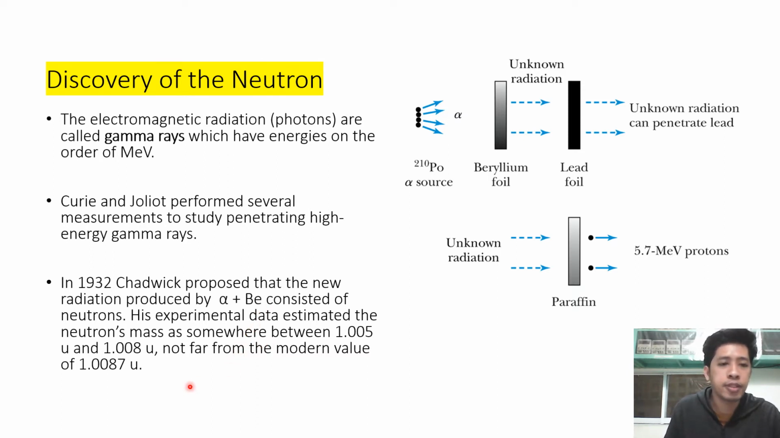So in 1932, Chadwick proposed that the new radiation produced by the alpha particle on your beryllium foil consisted of your neutrons. It was James Chadwick who proposed this one. And his experimental data estimated the neutron's mass as somewhere between 1.005 u and 1.008 u. Not far from the modern value of your neutron, which is 1.0087 u.